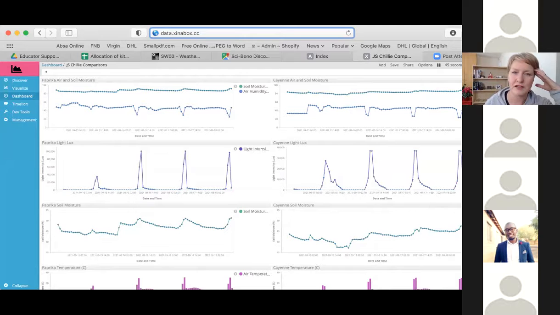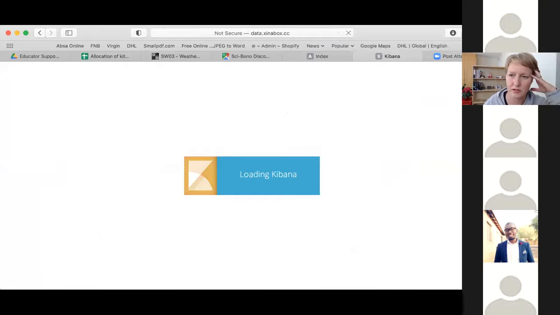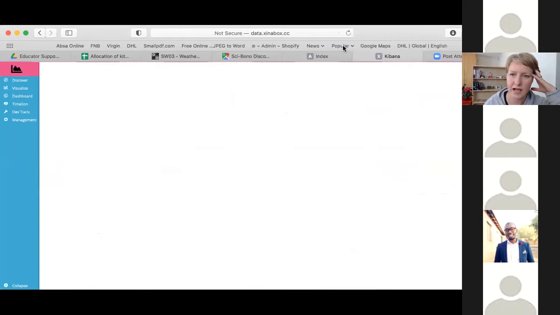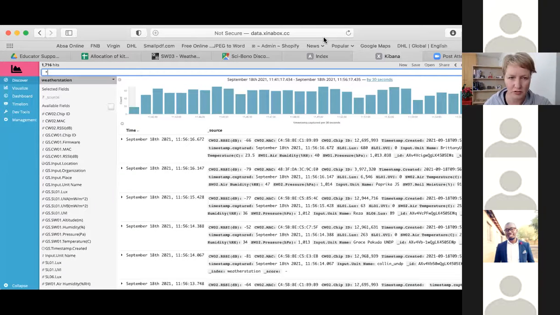Now, because I've logged in here before, it's already saved the username and password. So the username is the first part of that domain, which is data. And the password is X in a box. And please, it's all lowercase.